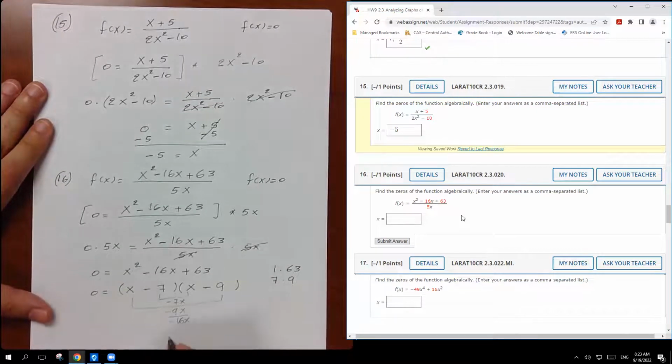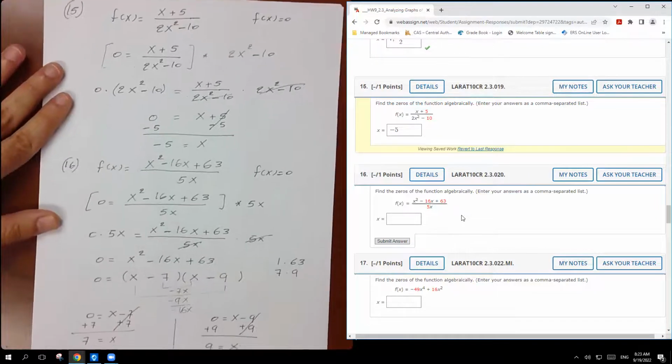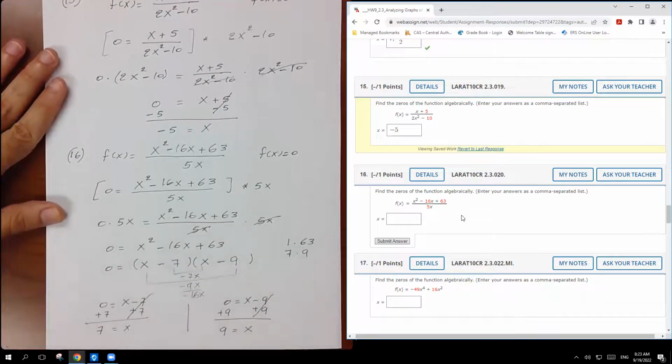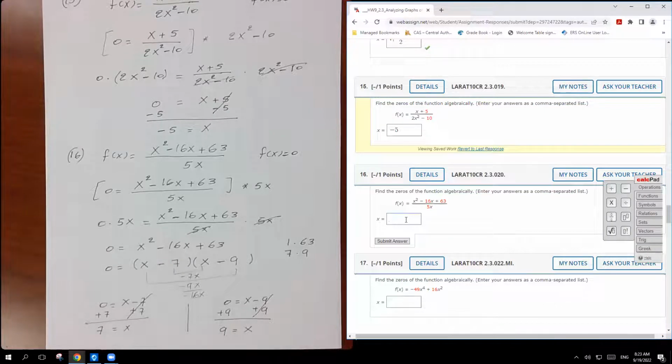That means I have two solutions. 0 equals x minus 9, and 0 equals x minus 7. We add 9 here, they cancel, so x is equal to 9. We add 7 here, so x is equal to 7. That means we have two zeros for this example. So I'm going to type here 7, comma, and 9.